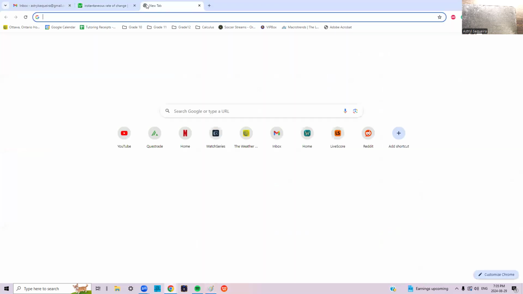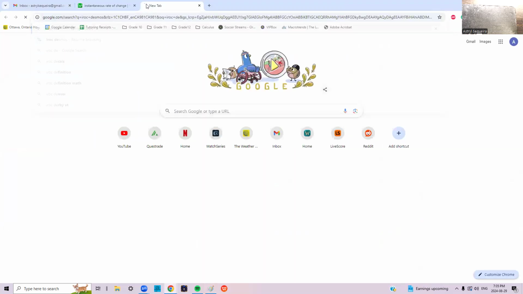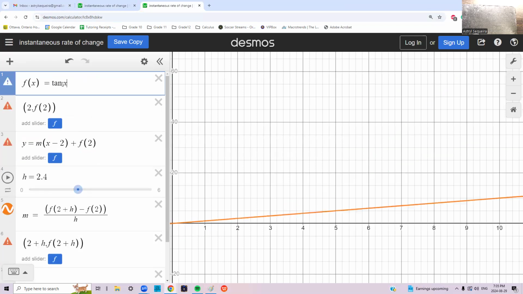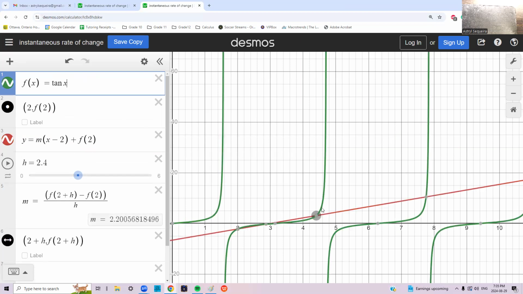So again, I'll just go to IROC Desmos, instantaneous rate of change. I'll pick a tan function. You can pick tan or sine, but I'll pick a tan function because the tan function has nice slopes over here. And I know it's positive slope, so it's pretty easy to do it like this.